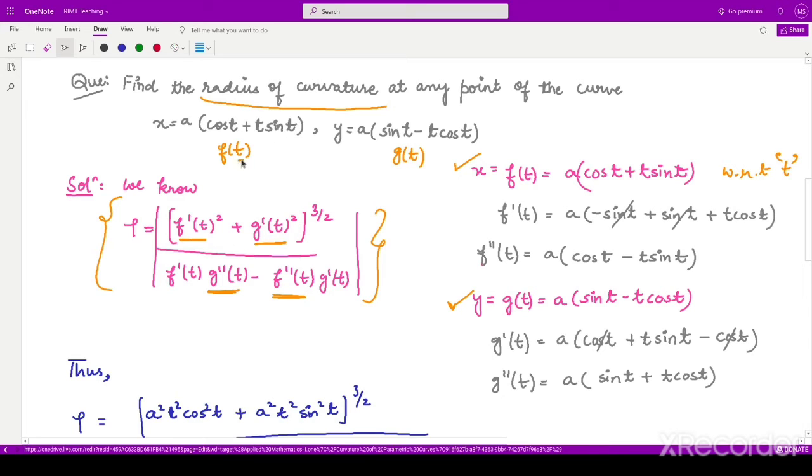This is a function of t, so we will differentiate it with respect to t. Once you differentiate it, you have f dash t. This is equivalent to a, as such, being a constant. The derivative of cos t is minus sin t, and then the derivative of this term would be on the application of product rule. Firstly, the derivative of the first term, that is 1, second term as such, then first term as such, the derivative of sine t, that is cos t.